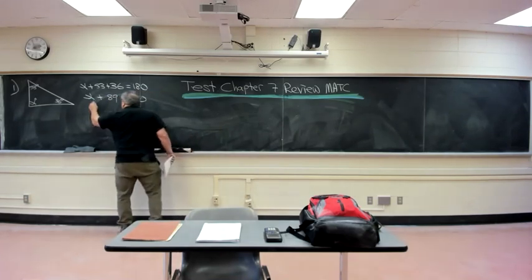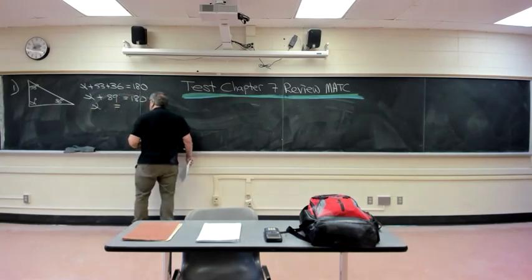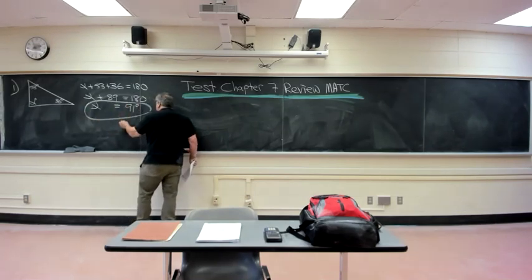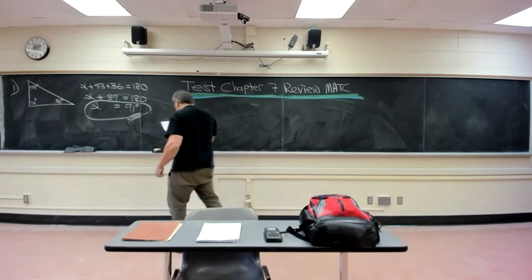You got this. Subtract 89 on each side, right? And you end up getting 91 degrees. It's almost a right angle. It almost looks like a right angle, doesn't it? Well, that's what we got. So we got that one.